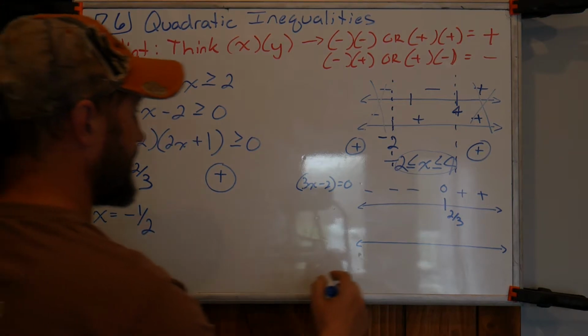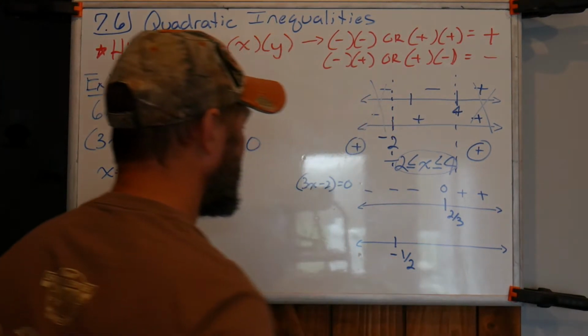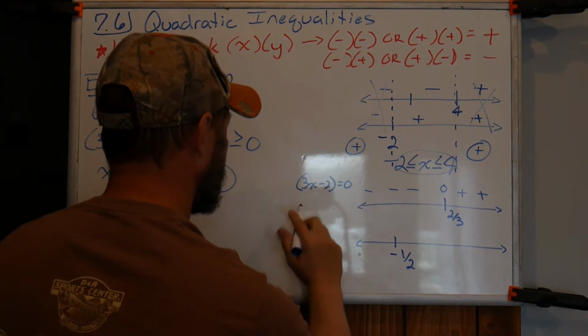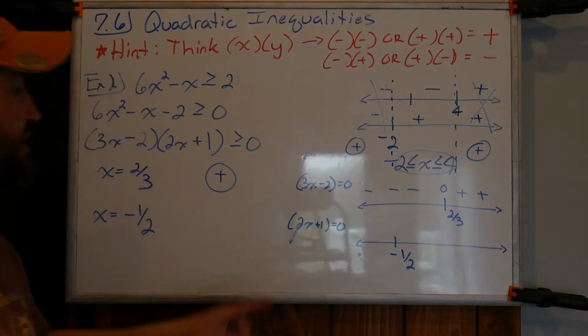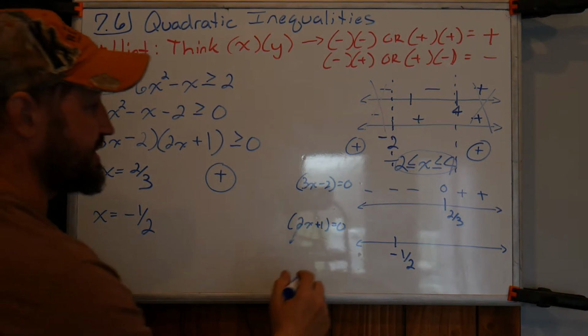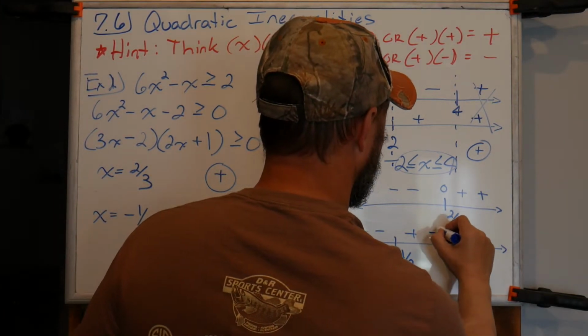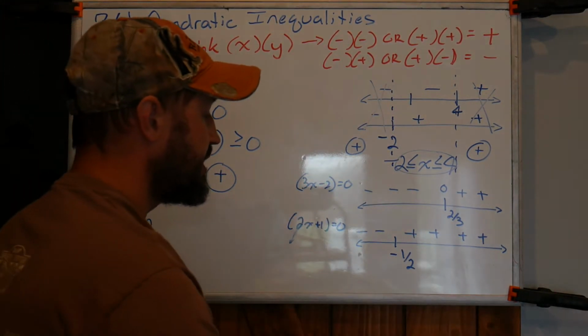So then this bottom one, negative 1/2, I'll put that over here. My negative 1/2, I'll put this up here. That is 2x plus 1 equals 0. That's what that represents. That means everything to the left is negative, everything to the right is positive.